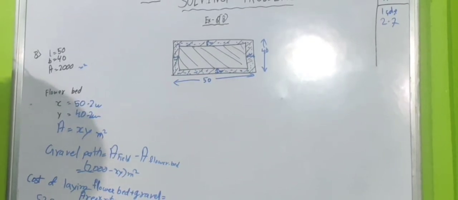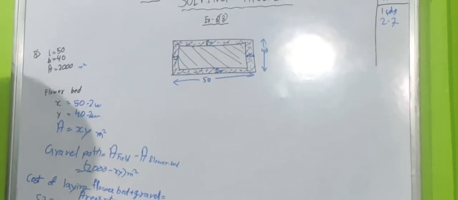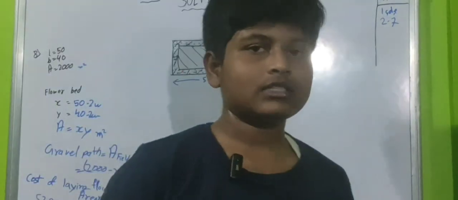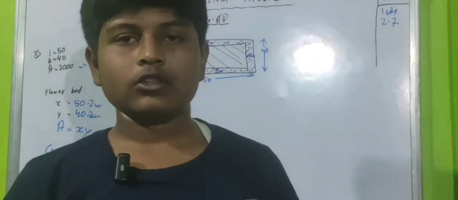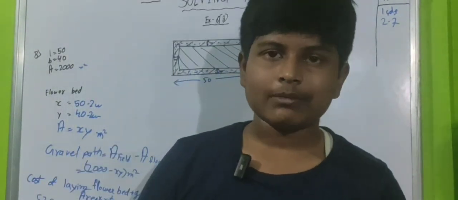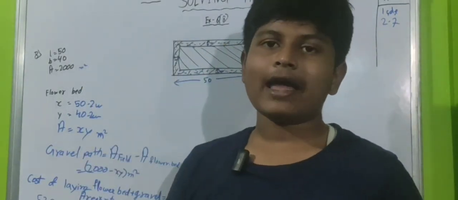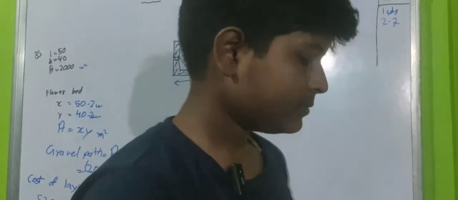So 2000 minus xy. You may not understand this part clearly at one time. So watch it twice or thrice, and even then if you can't understand, comment in the Telegram section. I will make it clear to you on a personal call.